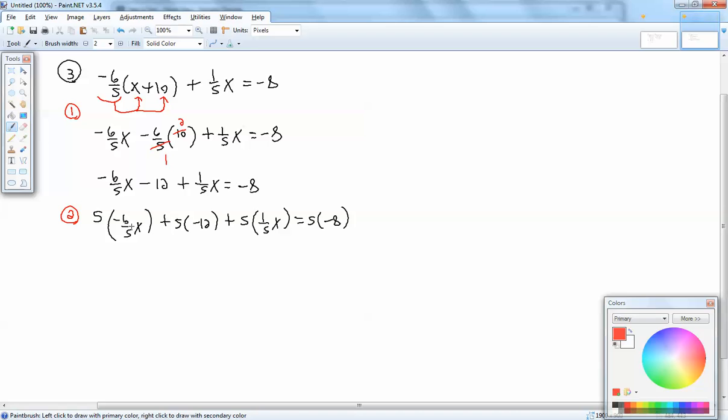Now 5 and 5 are both divisible by 5. 5 divided by 5 is 1. Here, again, 5 divided by 5 is 1. If all of your denominators have disappeared, that means you picked the right LCM, or at least picked a common multiple.